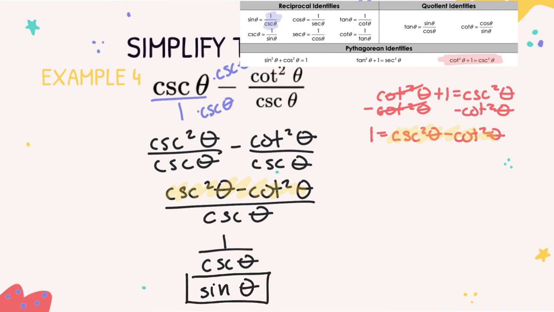It's pretty cool once we get that far to realize that all of this mess up here that we started with ends up to just be as simple as sine theta once we clean it all up.